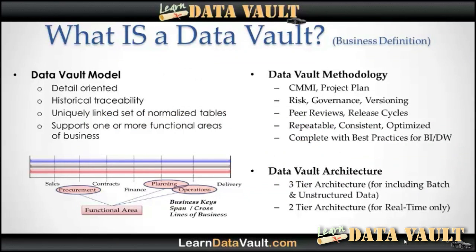So there are three parts to a data vault from a business perspective. The first is the data vault model, right? And that's the physical data model and the logical data model that we build for enterprise data warehouses. And bottom line, the data vault model is a hybrid design. It is a cross between third normal form or normalized formats and star schema design or dimensional modeling. It takes the best of both worlds.